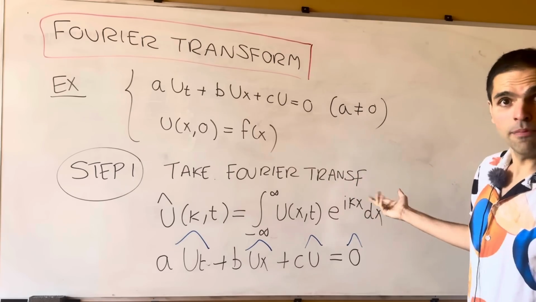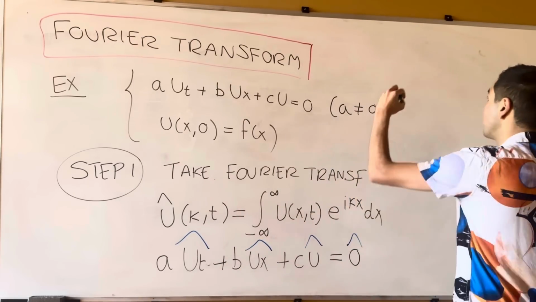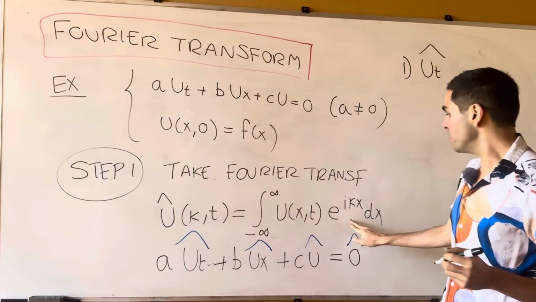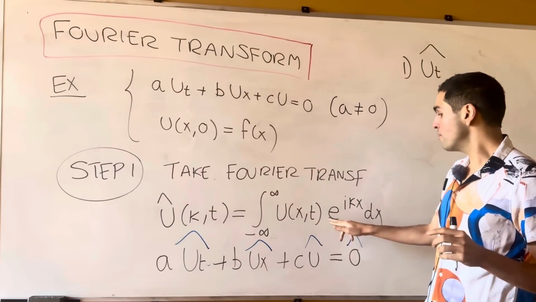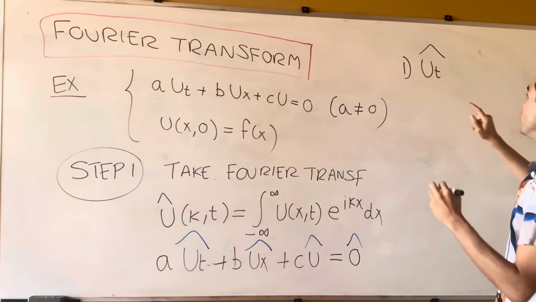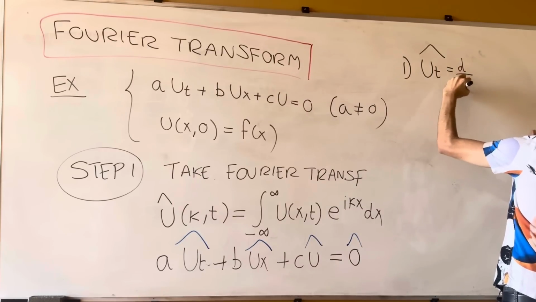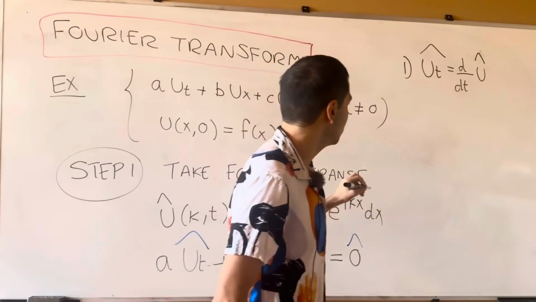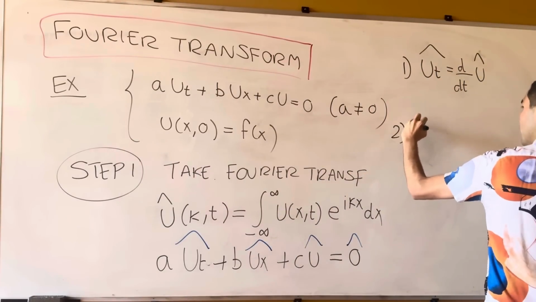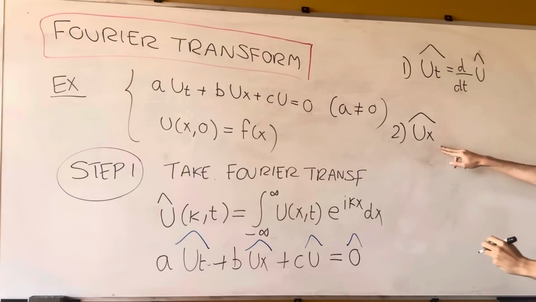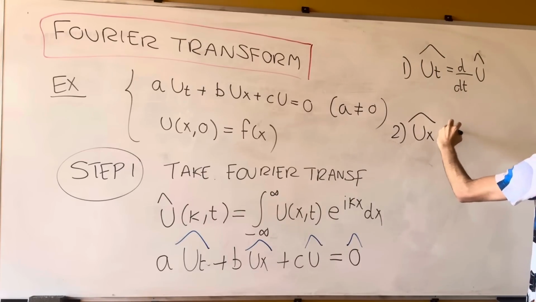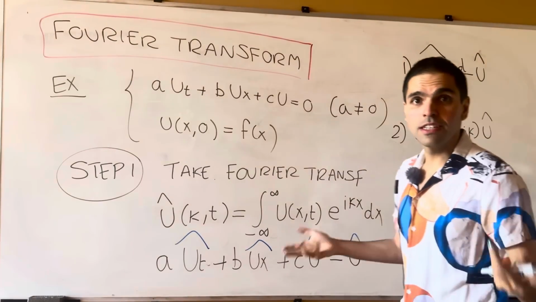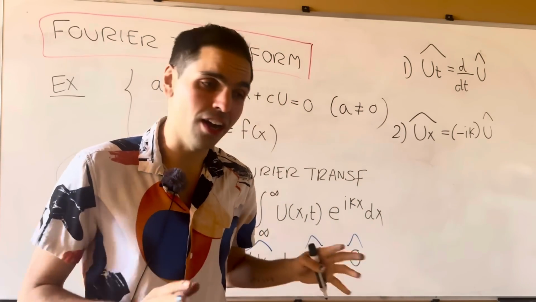And now, I would like to remind you of a couple of useful facts about the Fourier transform. First of all, because this t is constant with respect to x, and we're taking Fourier transforms with respect to x, u_t hat is just d over dt of u hat. So in other words, we can pull the t derivatives out here. But on the other hand, we do have a Fourier transform miracle, which says u_x hat is minus i kappa u hat, which will simplify our PDE a lot.